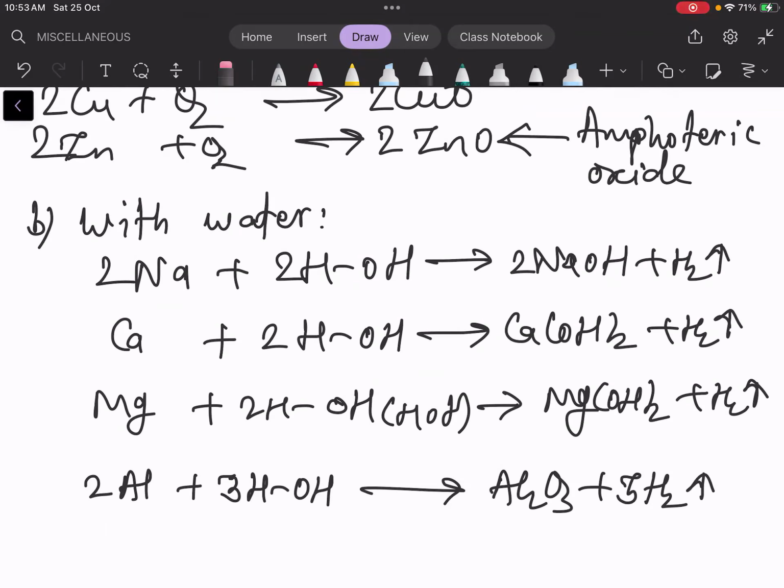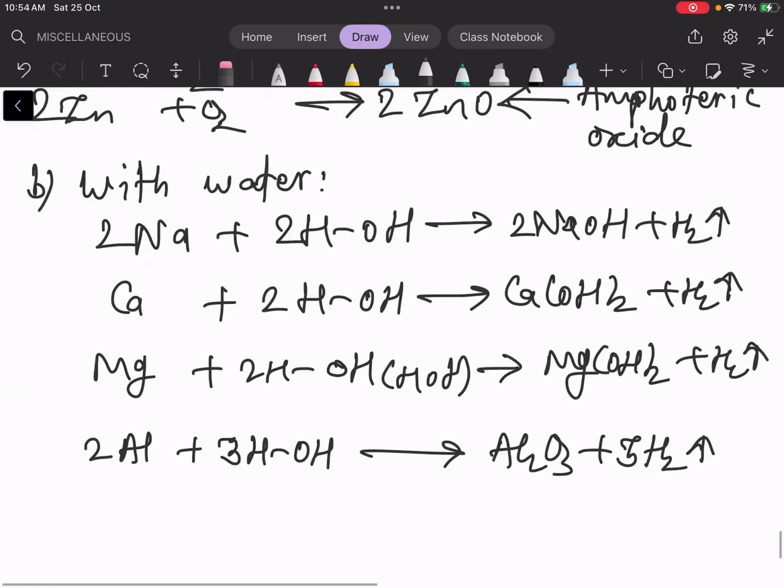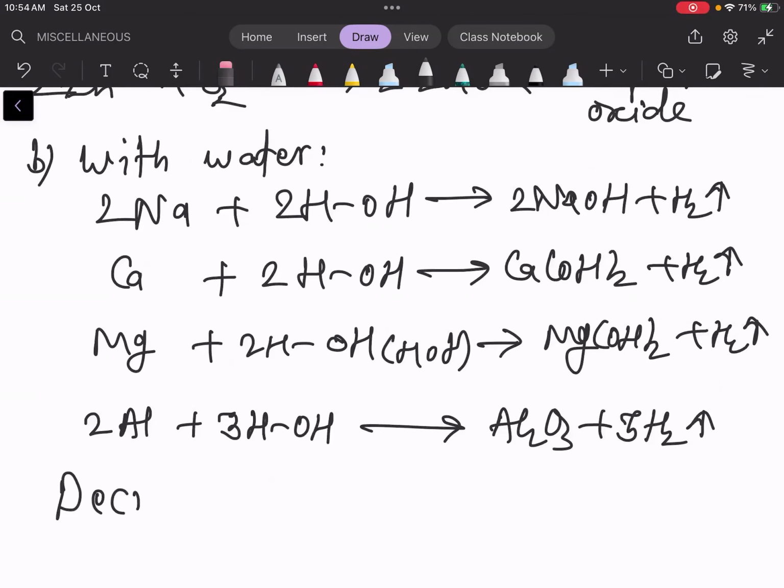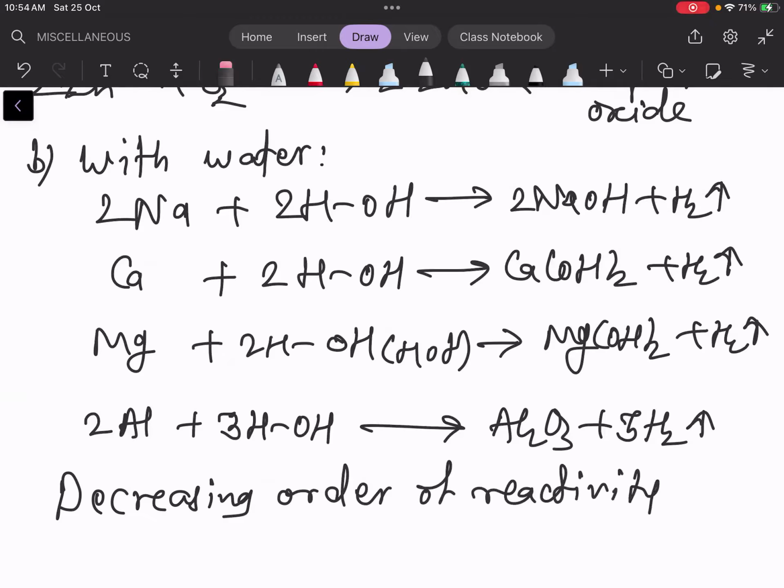Metals such as lead, copper, silver, and gold do not react with water at all. Decreasing order of reactivity of metals with water: magnesium reacts in hot condition, then aluminum, then zinc, and then iron.